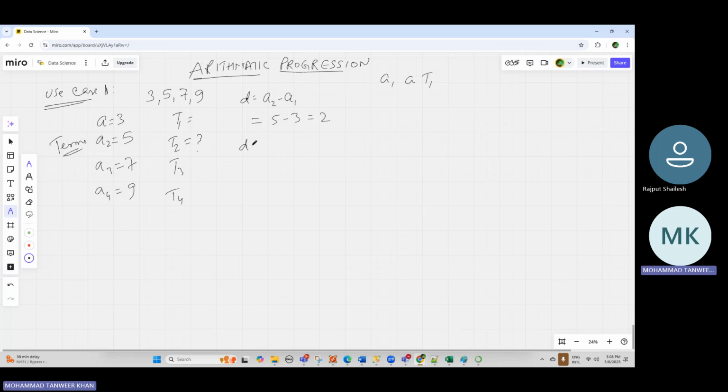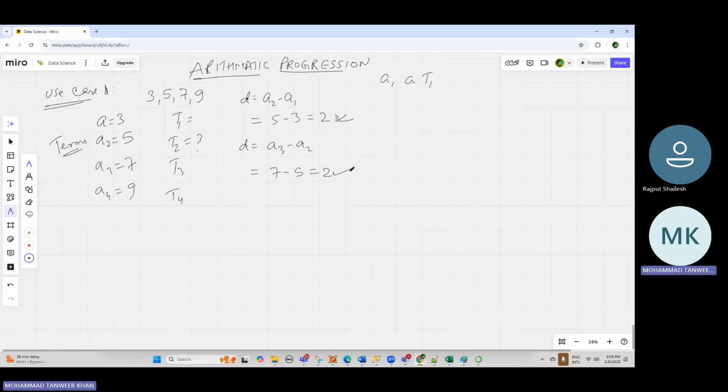Similarly, you find the common difference like A3 minus A2. A3 is 7. 7 minus 5 will give you 2. So the common difference is 2 here. Here as well, the common difference is 2. So the common difference is the same, which means this is following an arithmetic progression. So first of all, this is the meaning of arithmetic progression.